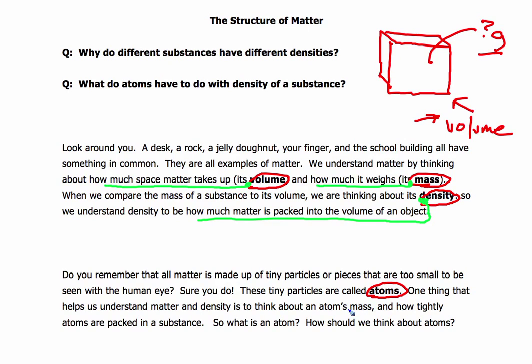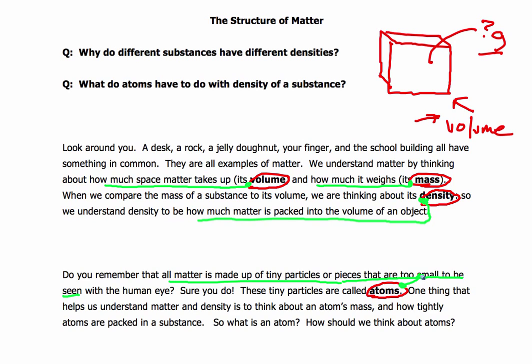So what is an atom, and how should we think about atoms? All right, so please take your green colored pencil. If you're looking for a description of these tiny particles, it's that all matter is made up of tiny particles or pieces that are too small to be seen. And so we're going to link that right here. So that statement has to do with what atoms are.